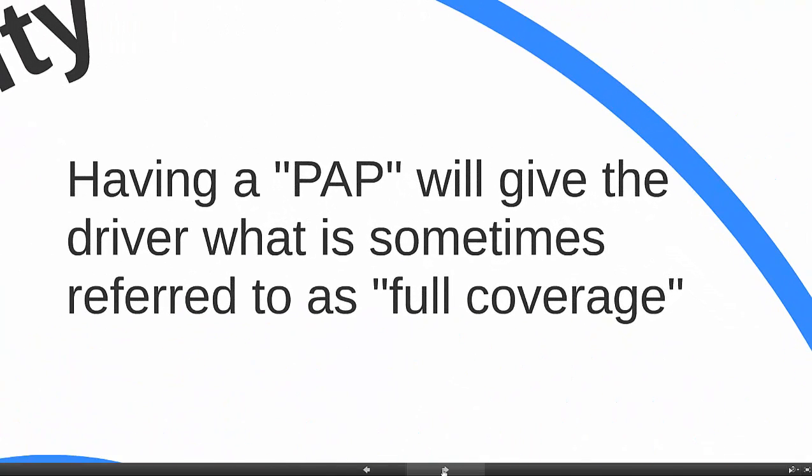Having a PAP will give you, as somebody who is a licensed driver and or an owner of a vehicle, what is sometimes referred to as full coverage. But be careful about the use of the term full coverage because there's no real consistent meaning of that term. Even if you have the minimum the state law requires, some people would refer to that as full coverage, but that's not having a PAP. And even if you have a PAP with all the different types of coverage that are offered by the PAP, you might still have a loss and not have sufficient limits to cover the loss.